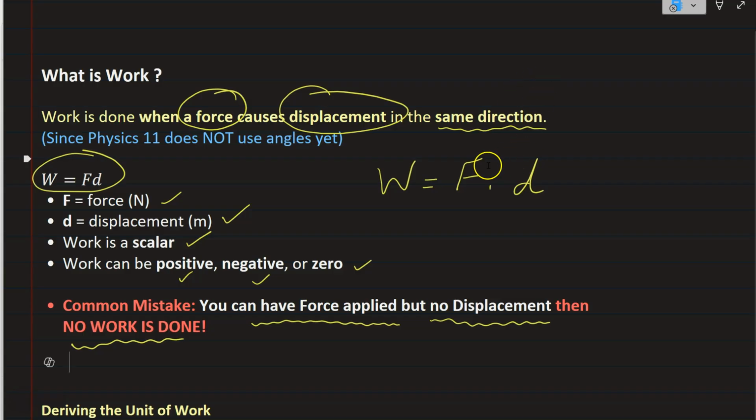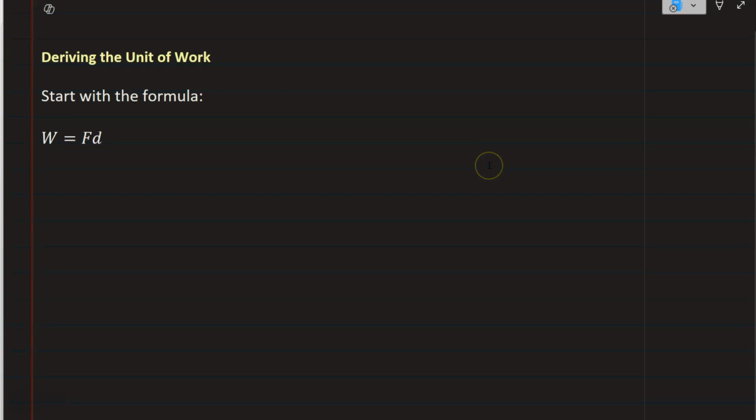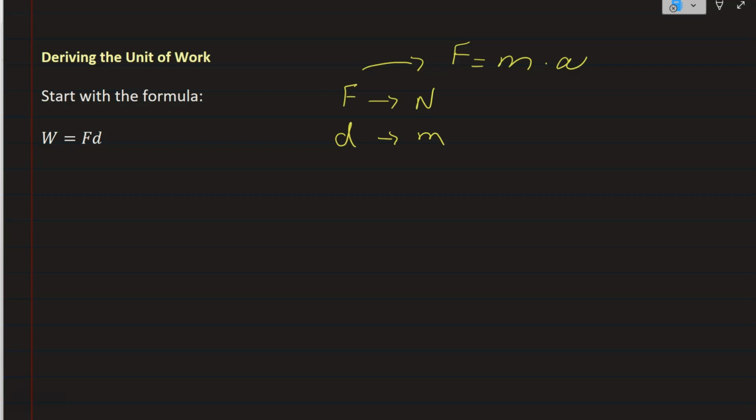We're going to do the derivation quickly. Let's do the derivation of the unit of work. That's pretty simple, actually. I'm just going to remind you, for force the unit was Newton, N, and displacement D was meters. And remember, what was force? This is Newton's second law, mass times acceleration. So a Newton is kg times meters per second squared.